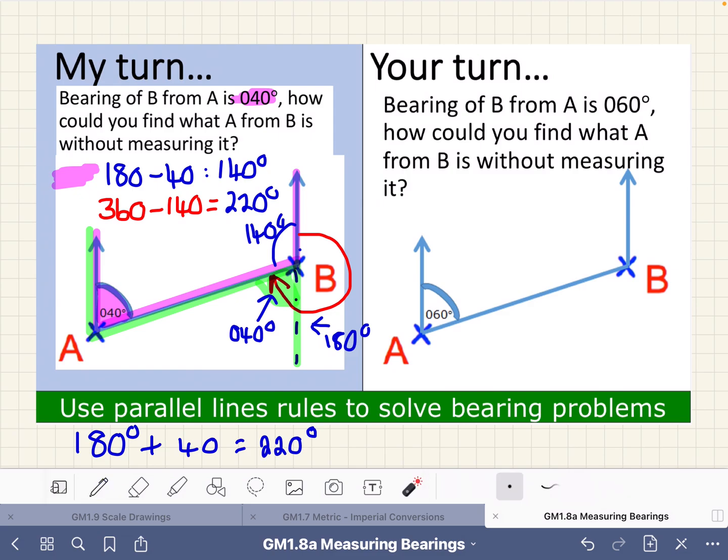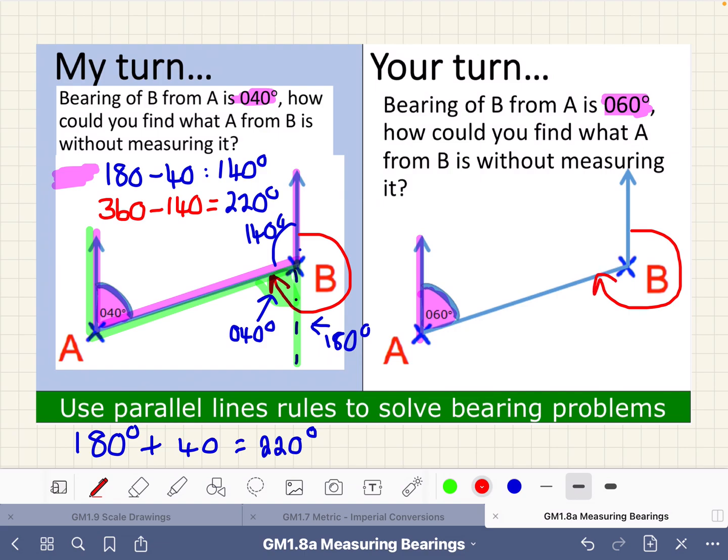Press pause and try the your turn question using either method of solving for the angle of A from B. Okay, so we have the bearing of B from A is 060 degrees, and that can be seen here. We are asked to find the bearing of A from B. That is this angle that goes all the way from B's north line around to this line here.